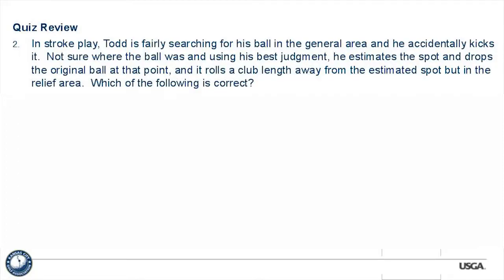All right. In stroke play, Todd is fairly searching for his ball in the general area, and he accidentally kicks it. Not sure where the ball was, and using his best judgment, he estimates the spot and drops the original ball at that point, and it rolls a club length away from that estimated point, but still in the relief area. So which of the following is correct?